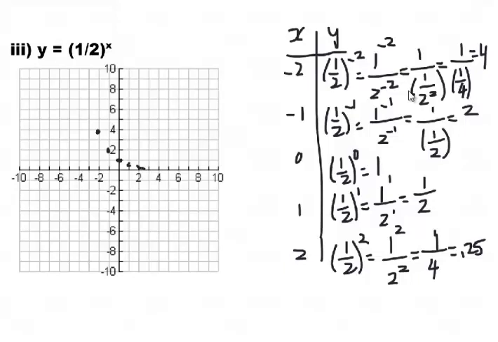Again, a smooth curve through these points is going to give me a graph which looks like this. Going from left to right, you can see the y values are decreasing. So this represents an exponential decay.